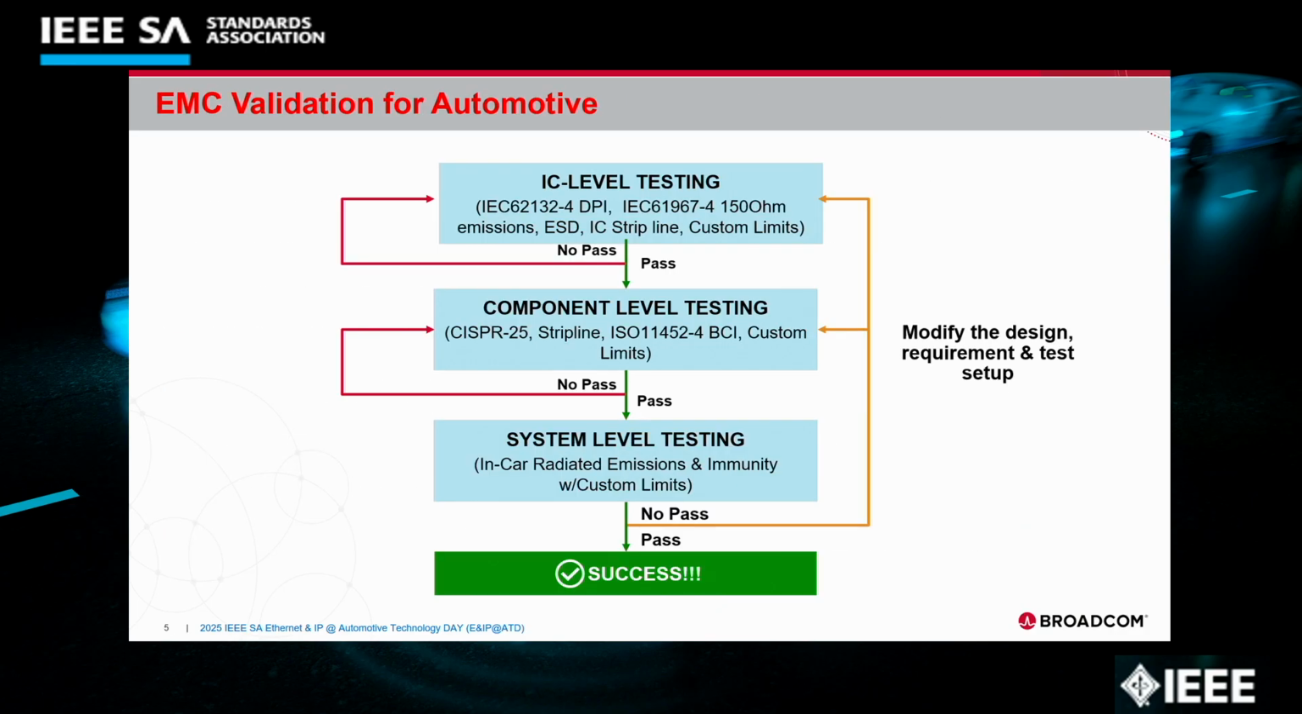EMC validation is a critical topic for automotive applications. There are 3 stages of testing that happen for the EMC. First, IC level testing without the connectors and cables. Second, component level testing with the cable and connectors. And third and most important one is the in-car system level testing for radiated emissions and immunity. So proper design constraints must be put in place for the PHY in order to get a higher success rate for passing the EMC in-car.